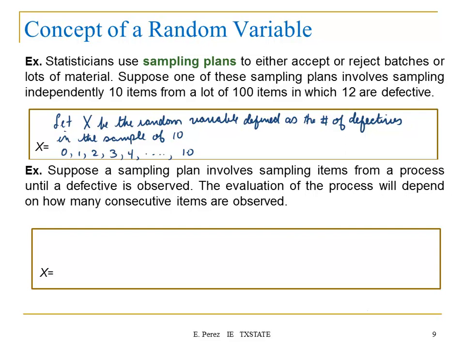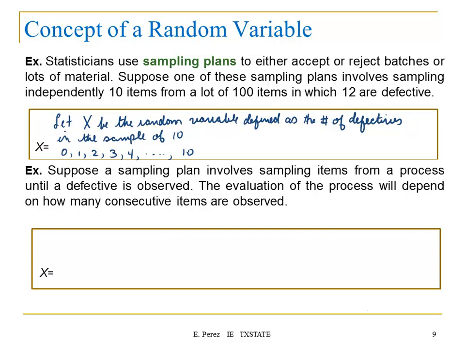Okay, is that clear? Questions? Remember, we went from defining the outcomes in the sample space. Now we want to assign values to those outcomes in the sample space based on the definition of the random variable.